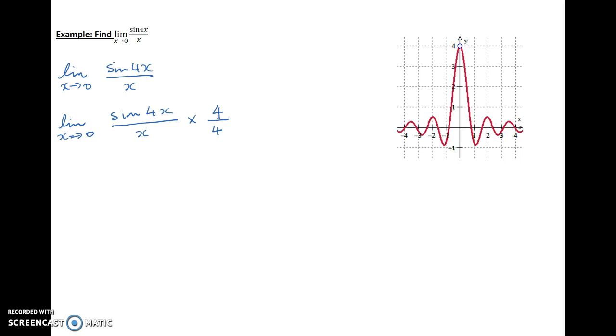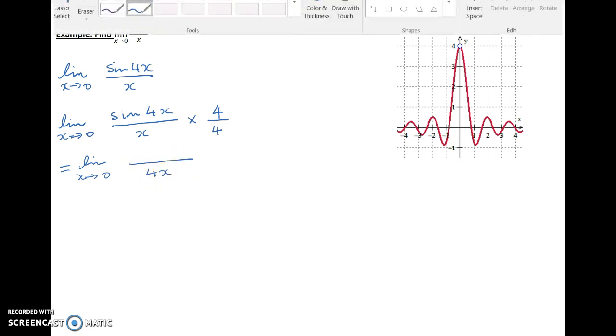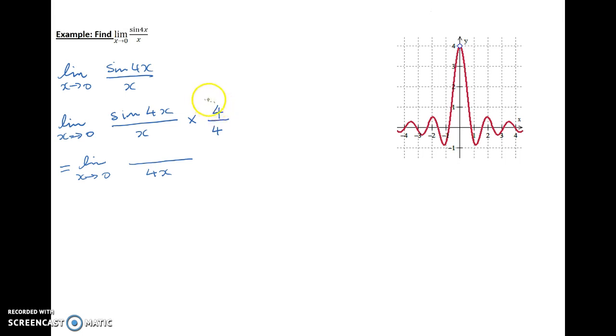So we're going to have our 4x on the bottom. The top is going to look a little bit different though. So this is going to give us the limit as x approaches 0. Now on the bottom we're going to have our 4x, which is what we want. But on the top we're going to take that 4 and write it all the way out here. So it's going to be a 4 times the sine of 4x.